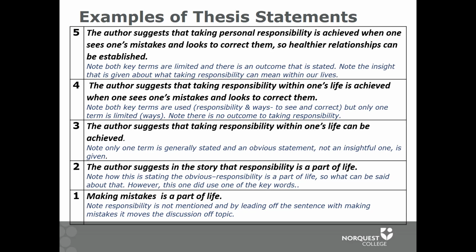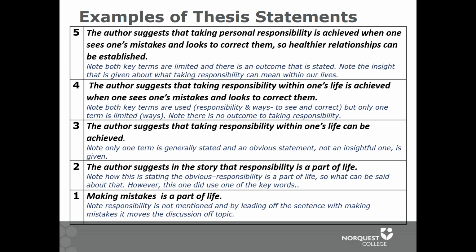4 out of 5: the author suggests that taking responsibility, notice here that I haven't limited responsibility, within one's life is achieved when one sees one's mistakes and looks to correct them. No outcome is given here, and only a defining of ways by the statement one sees one's mistakes and corrects them. That's a refining of the term ways, but not of responsibility. A 3 out of 5: the author suggests that taking responsibility within one's life can be achieved. This is a very general statement. It's saying that it can be achieved. It's not insightful. It doesn't define any of the terms at all. It's just pertaining to responsibility. It hasn't really focused on the ways.